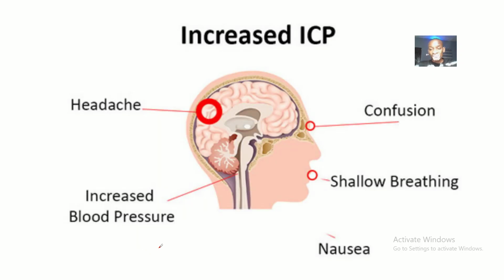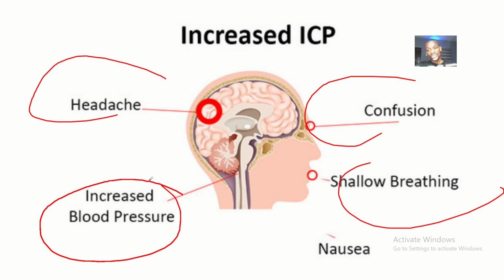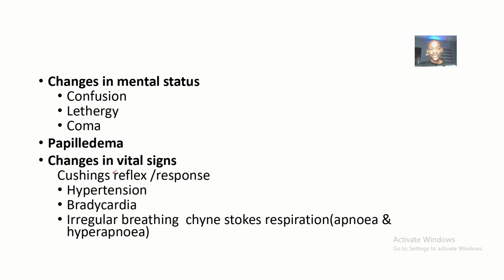So there are further investigations that I can do to verify that this is actually raised or increased intracranial pressure. You could see headache, confusion, shallow breathing. All these are symptoms of increased intracranial pressure, and we also have increased blood pressure as a symptom. Changes in mental status: the patient will be confused, they will have lethargy and coma. Some patients could go off, they are not in their normal state again.